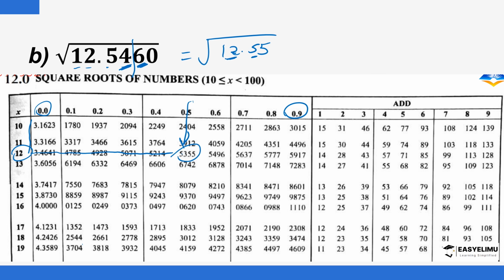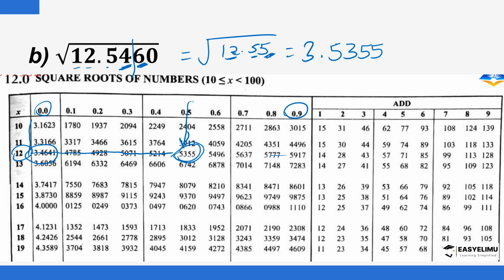So move up to the column headed by 5. So the point of intersection. Check here, the first number here starts with what value? 3 point. So it means all the numbers along that row in the main column should be starting with 3 point. So this is going to be 3 point, but then you use the number that we have highlighted here. 3.5355. You see, that is going to be the square root of 12.5.